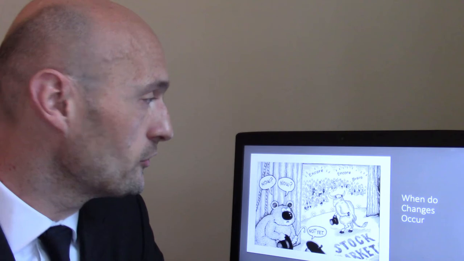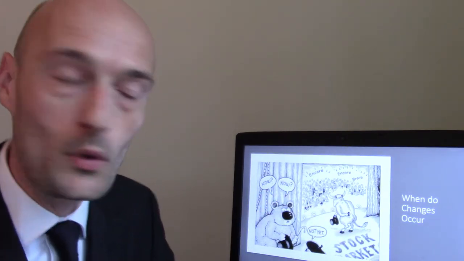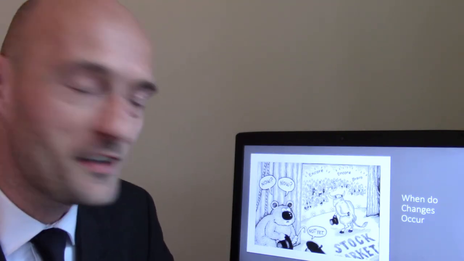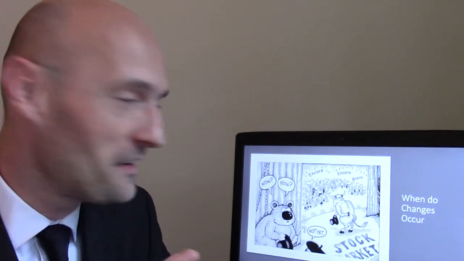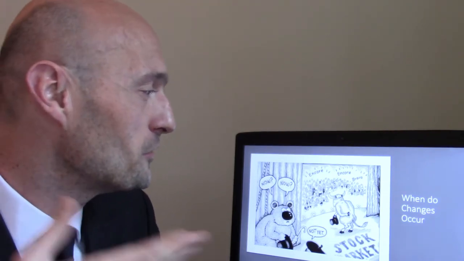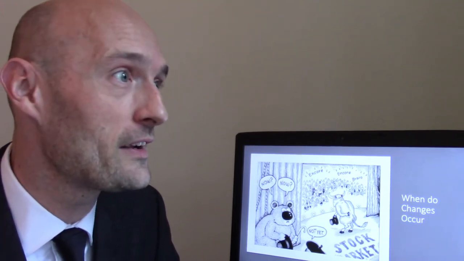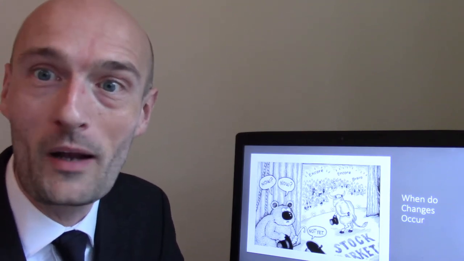So when do changes occur? I kind of like this cartoon. We've got the bull, for a bull market, on stage here, and the bear waiting in the wings, ready to come out, and someone saying, not yet, not yet. So the idea here is, when do the changes occur? It's always hard to predict. Often when things look their best, things are about to change, and when things look their worst, they're about to change as well.